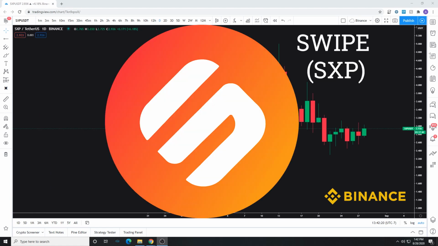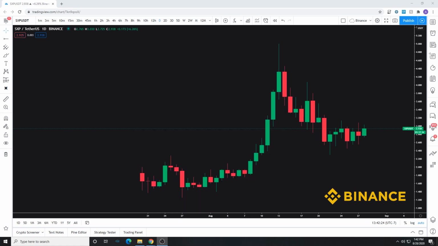First up, we have Swipe. Swipe is actually one of my more favorite coins right now, just because it's new, provides a service that I think is useful, and you know what, it's pretty hyped up as well.